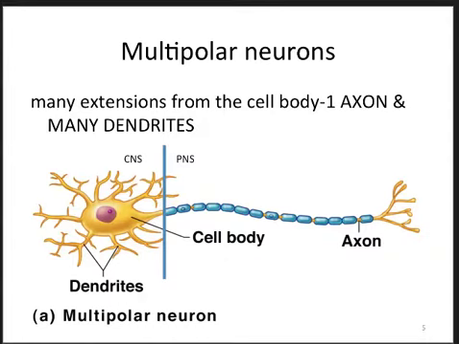The white matter is myelinated axons, and in the motor neuron, the axons extend all the way to the target, which in the case of a motor neuron is a skeletal muscle cell.